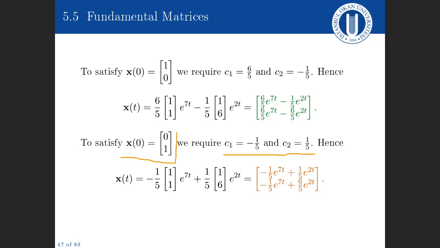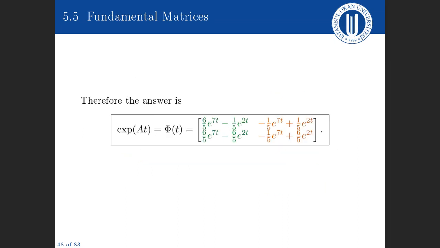As soon as we know these two functions, the green function and the orange function, we can write down the answer. The answer is the exponential of capital At. That's the same as the special fundamental matrix capital Phi, the 2 by 2 matrix where the first column is this green function and the second column is the orange function.